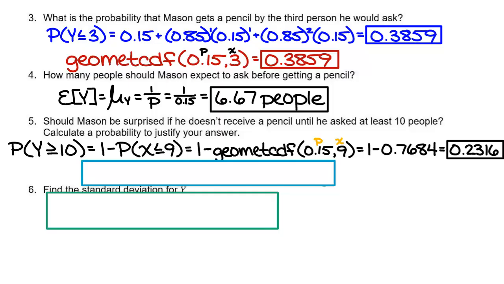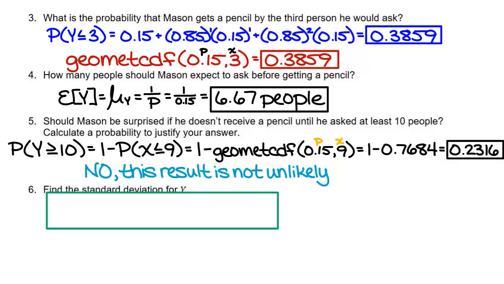So should he be surprised if he has to ask 10 or more people? No. What's our cutoff? 5%. This is more than 5%, so it is not an unlikely outcome.